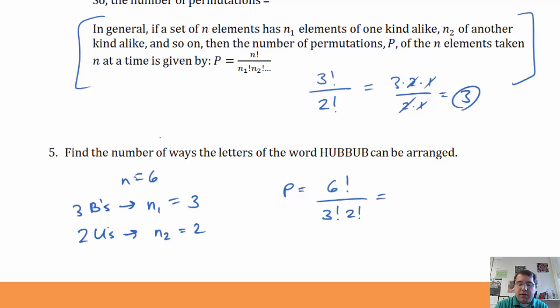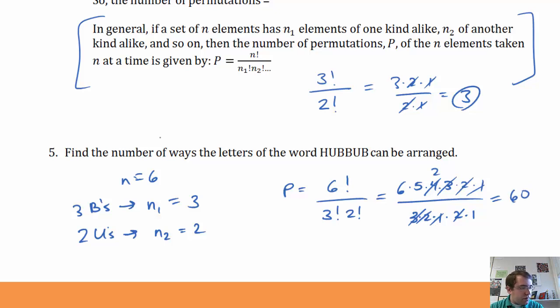So I've got 6 factorial, which is 6 times 5 times 4 times 3 times 2 times 1, divided by 3 factorial, which is 3 times 2 times 1, times 2 factorial, which is 2 times 1. Well, the 3 times the 2 times the 1 can cancel with the 3 times the 2 times the 1 on the top. That 2 divides into the 4 twice, and the 1 doesn't do anything, so 6 times 5 times 2 is my answer, so that's 60. 60 different ways that the letters of the word hubbub can be arranged.